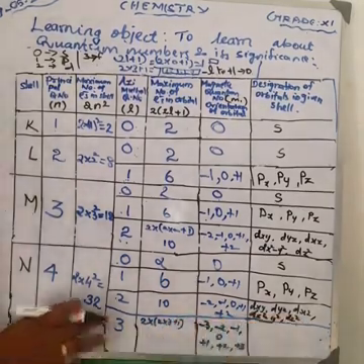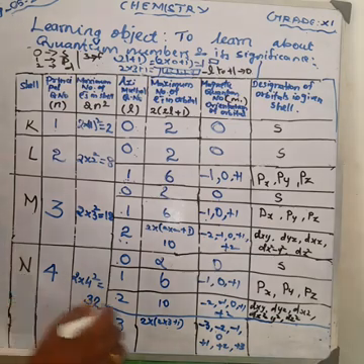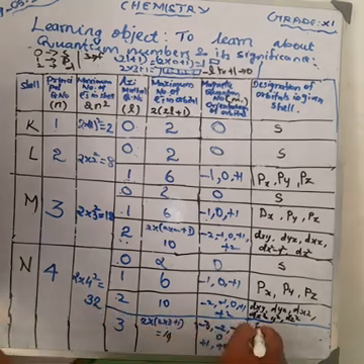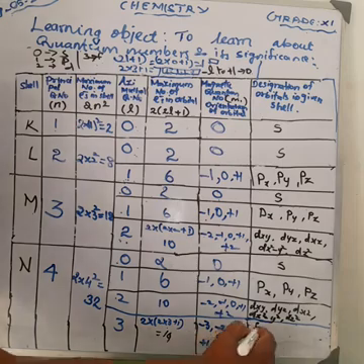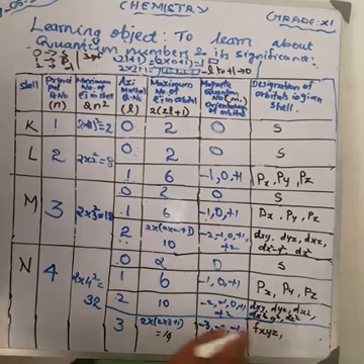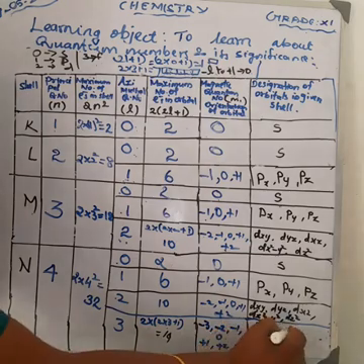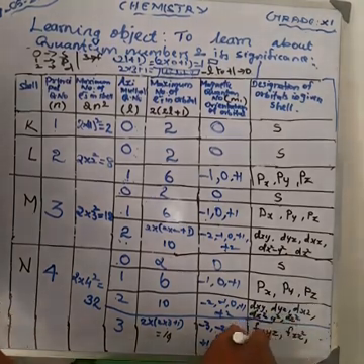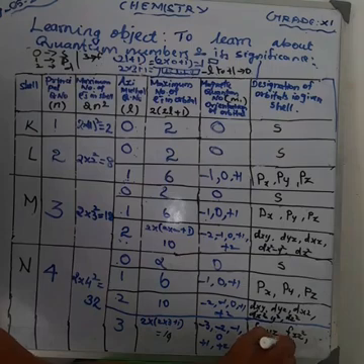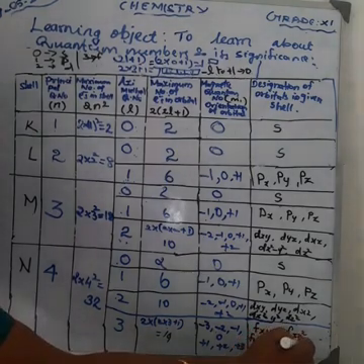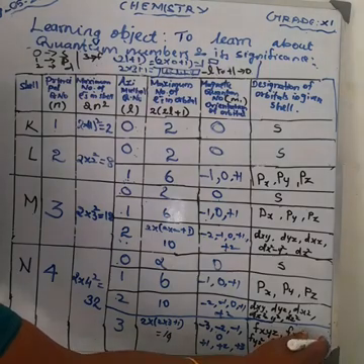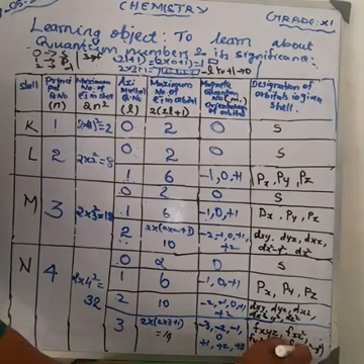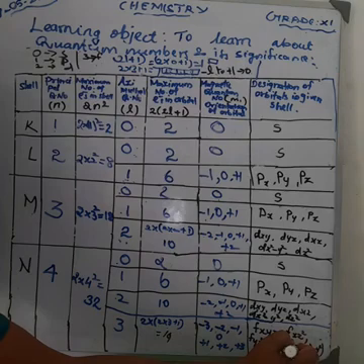And then L equal to 3 means f orbital. F orbital totally how many orientations? 7 orientations. They are fxyz, fxz square, fyz square, fz cube, fz(x square minus y square), fx(x square minus 3y square), fy(3x square minus y square). These are the 7 orientations for the f orbital.